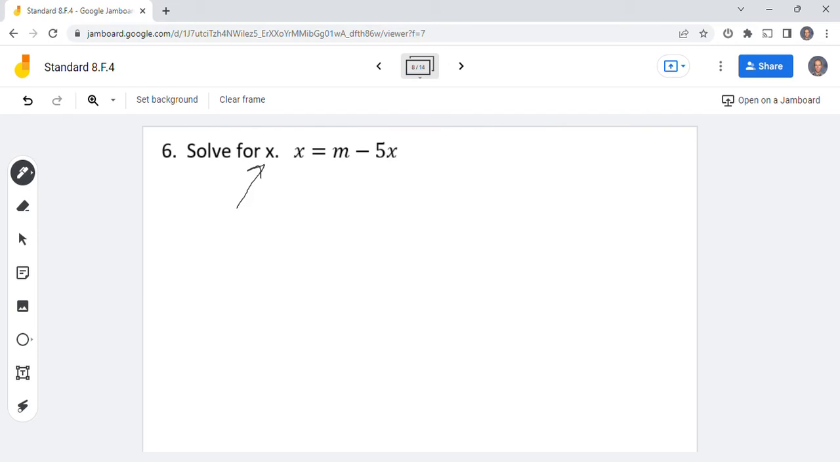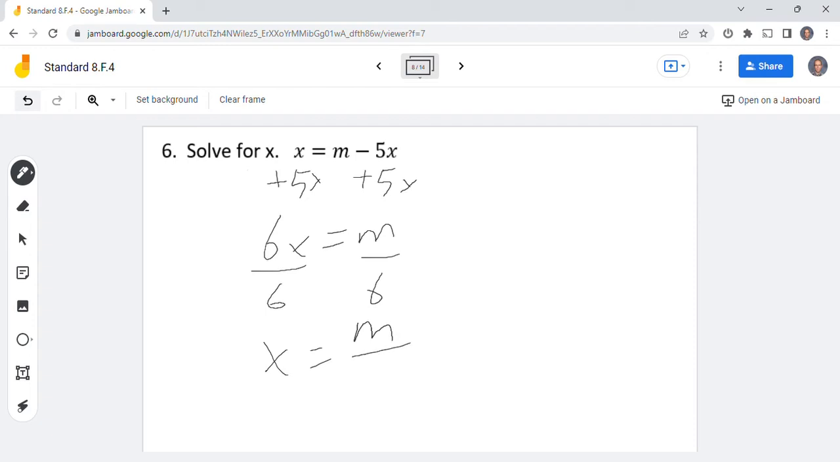We've got x's on both sides, here and here, so we need to get them on the same side. So we're going to do that by adding the 5x over on the right-hand side. Add 5x. x plus 5x ends up being 6x. And all we have to do now is get rid of that 6. We're going to do that by dividing by 6. And we end up with x equals, the m does not divide nicely by the 6 because we don't know what it is. So we're just going to leave it as m over 6.